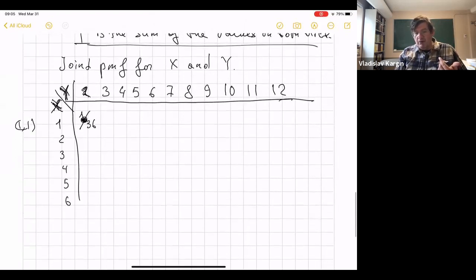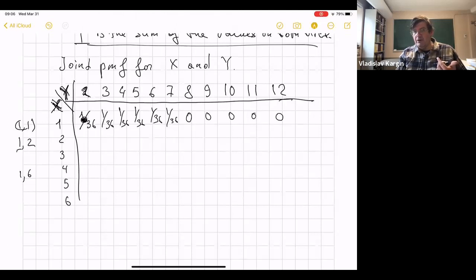Now, the probability that x takes value 1 and y takes value 3 happens when we have the outcome 1 and 2. So this is the value of x, and the sum should be equal to 3. Again, it's 1/36, and we can continue: 1/36, 1/36, 1/36. 7 is also possible, so it's 1 and 6, 1/36. For 8, it's not possible, so the probability is 0. And after that, 0, 0, 0, 0.